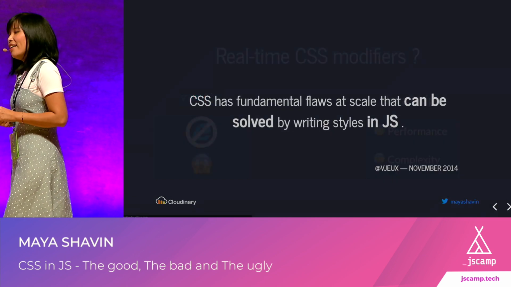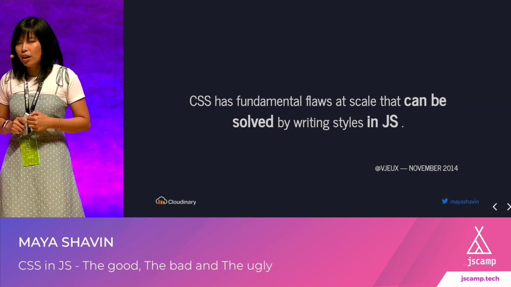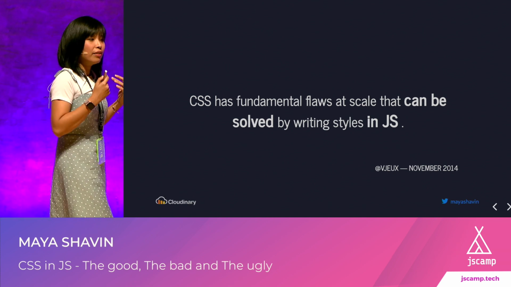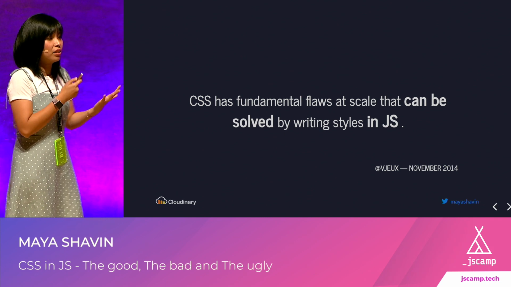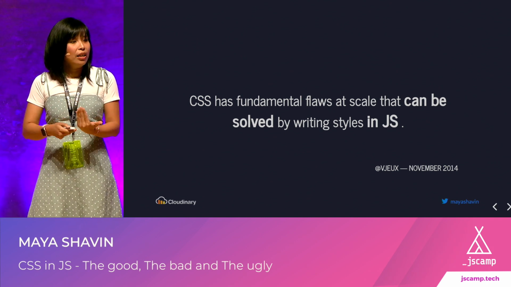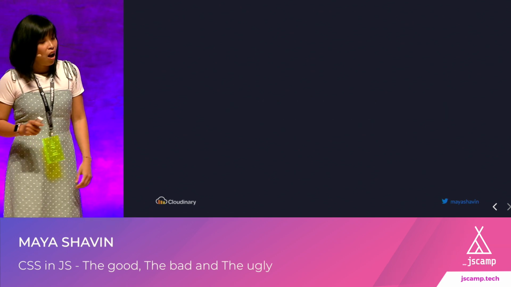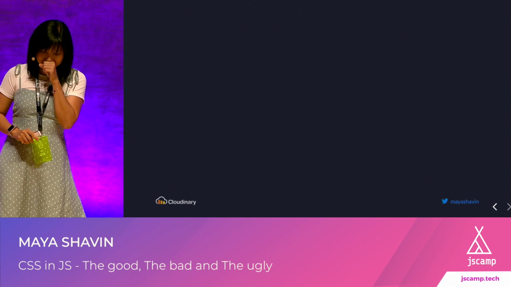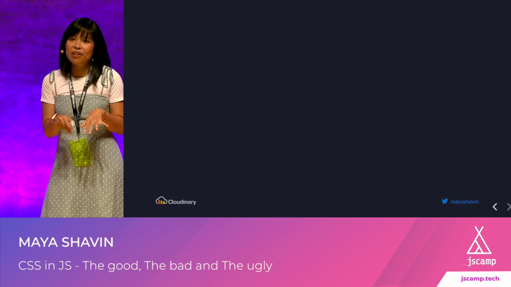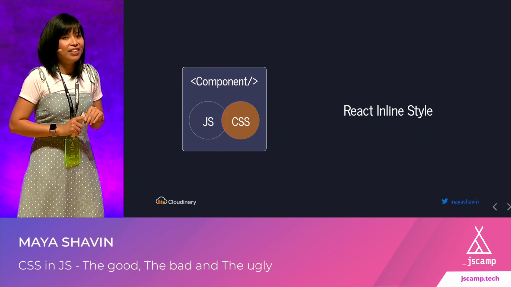That's why in 2014, Christopher, a Facebook developer, reasoned that CSS has some things that can be solved by writing it in JavaScript. And that's why we have CSS in JS. The basic and first version of CSS in JS is React inline style.